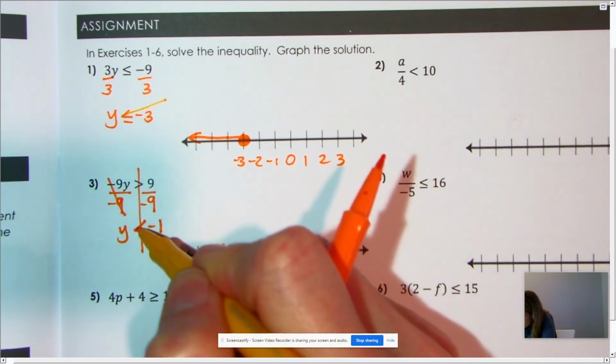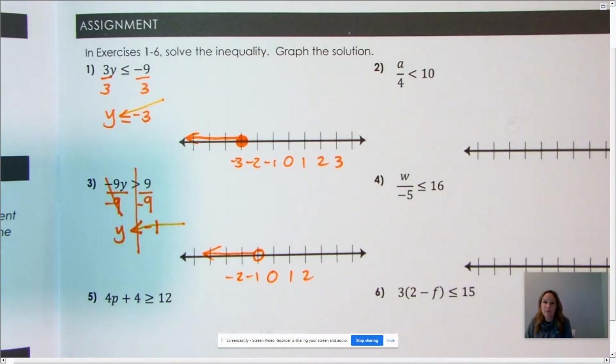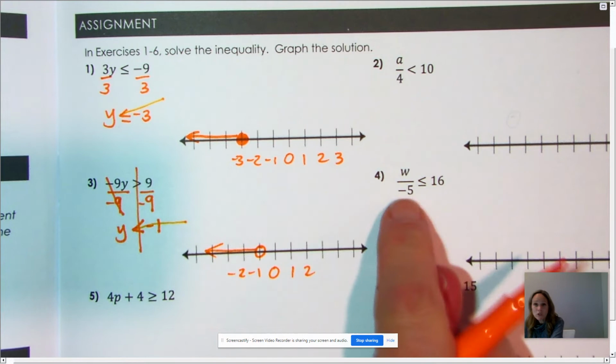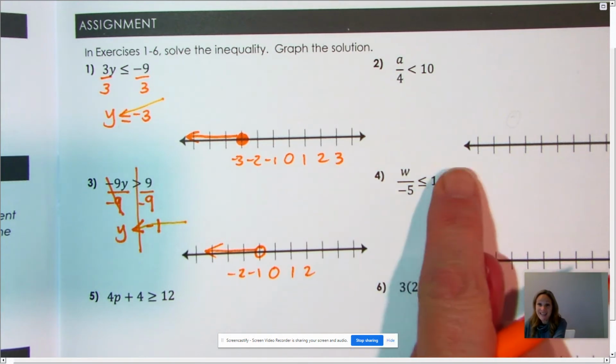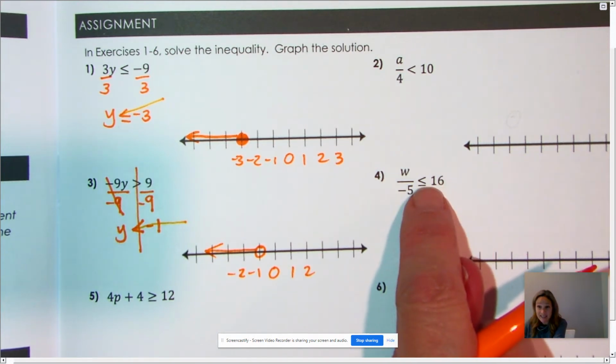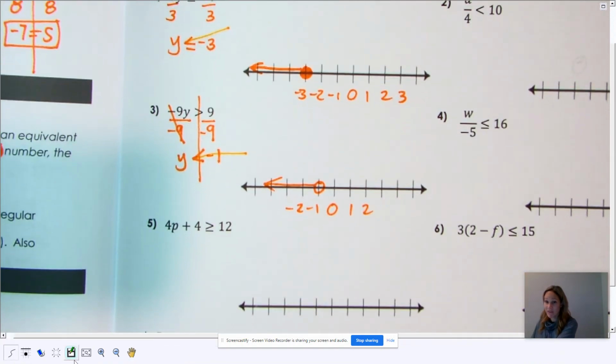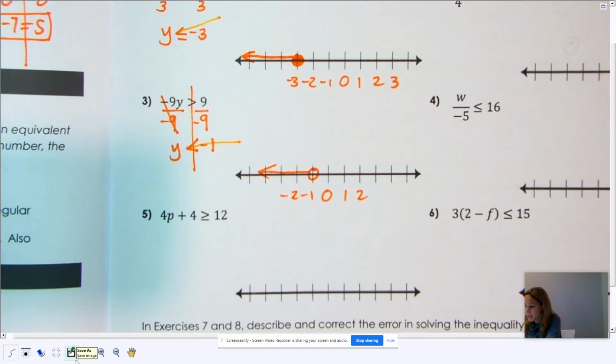And you could also use this arrow. Okay, so that tells you what direction to go. We're going to skip number 4, but you would be multiplying by -5 on both sides, and that would have you flip the sign, okay? Anytime I multiply or divide on both sides by a negative, we flip the sign.